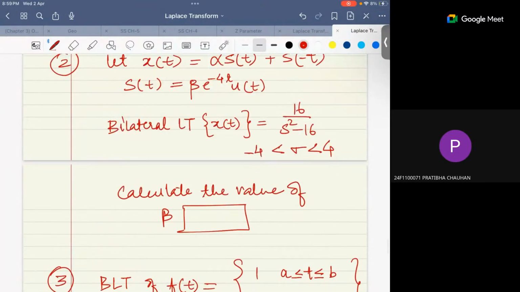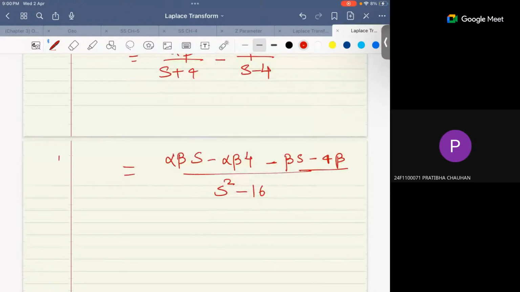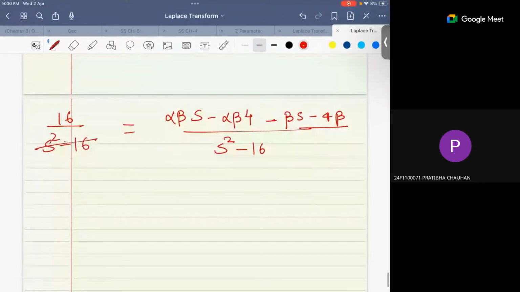So we are going correct. Then you have alpha beta times s minus alpha beta times 4. Then you have beta s, and then 4 times beta. You have to equate it with 16 upon s square minus 16, I guess, right? So this got cancelled. You are left with all these things. So this will be 16 equals s times alpha beta minus beta, minus 4 beta plus 4 alpha beta. You already know that there is no s term, so this will be 0. So alpha beta equals beta. So if beta is not equal to 0, you will get alpha equals 1.